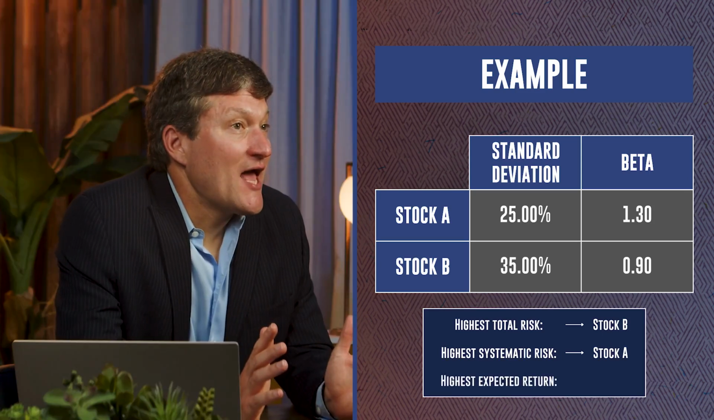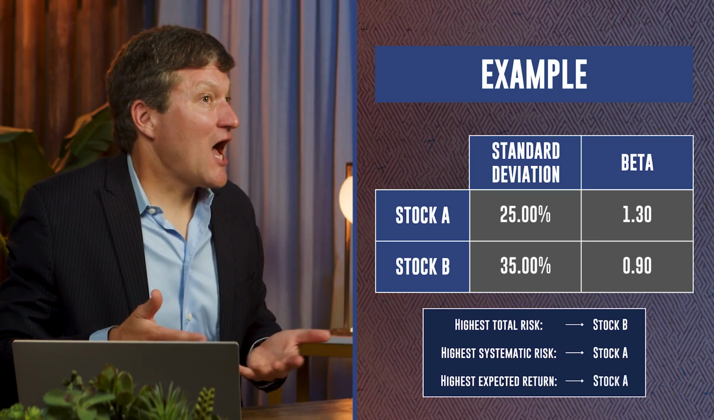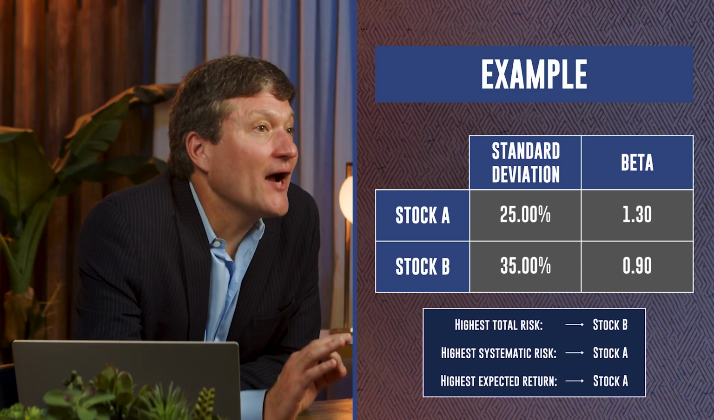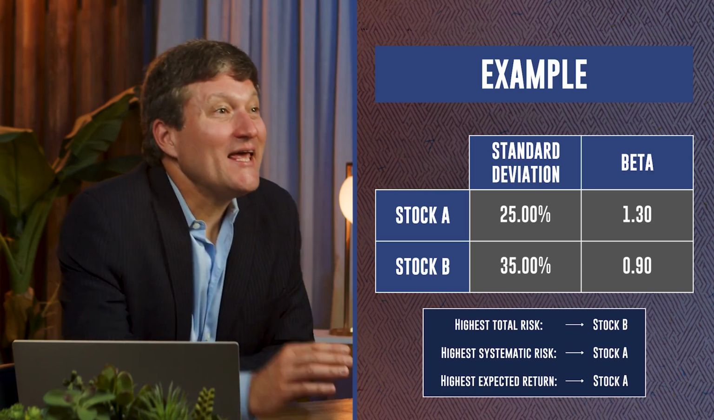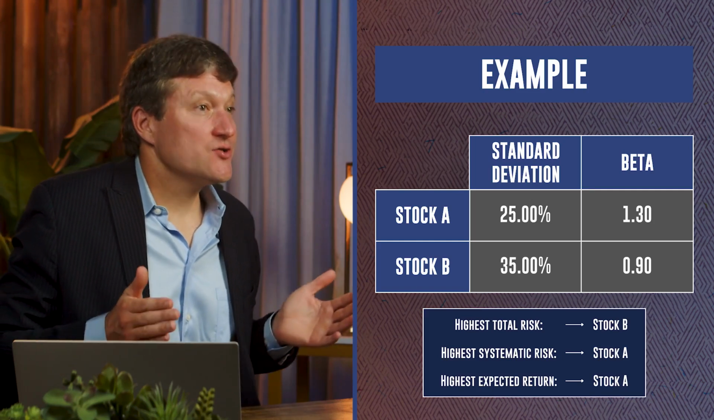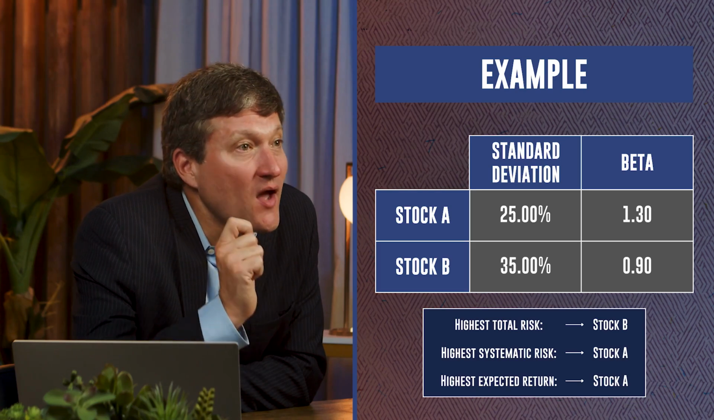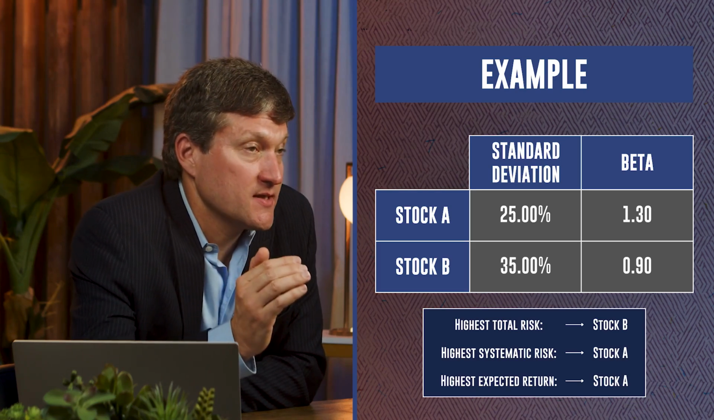Which security should have the higher expected return? Well, stock A has the highest beta. Therefore, stock A will have the higher expected return and the higher risk premium, even though it has less total risk. Remember, as an investor, we only get paid to take on systematic risk, or beta.